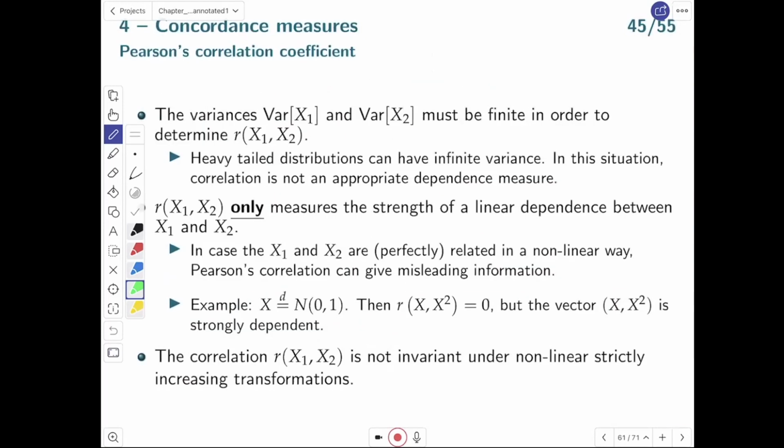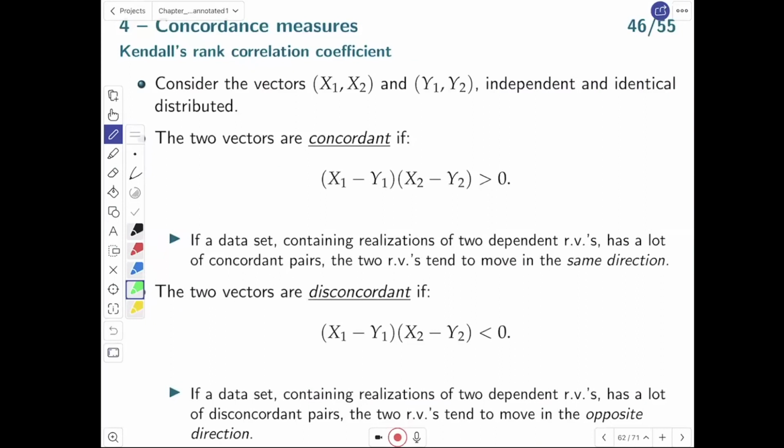There is another dependence measure, which is the rank correlation, that somehow tries to overcome this problem with the Pearson correlation. You can read that yourself, or you can check the videos. I will upload videos next week. I think I have everything done. There you have some more details on this rank correlation.